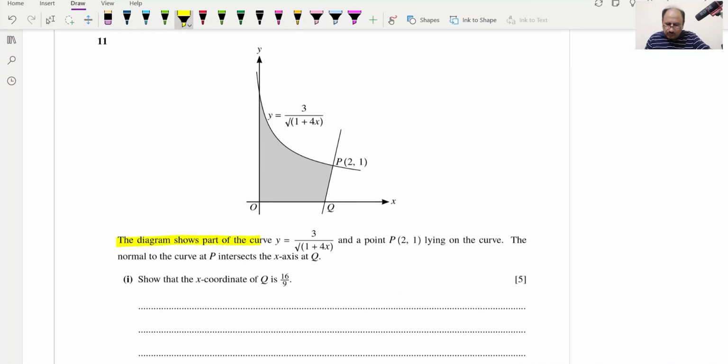It says the diagram shows part of the curve. This is the curve at the point P, which is (2, 1). This is point P, lying on the curve. The normal to the curve at P intersects the x-axis at Q. At this point, show that the coordinates of Q is (16/9, 0).